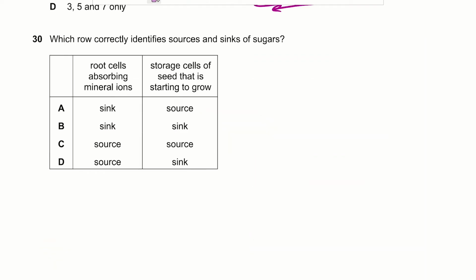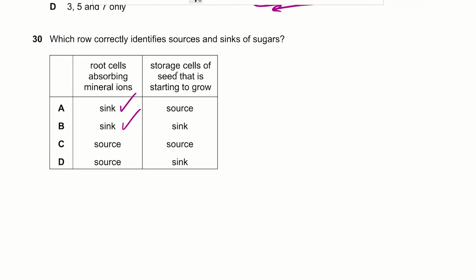30. Which row correctly identifies sources and sinks of sugars? So let's see the suggestions that we have here. Root cells absorbing mineral ions. So root cells in this case is going to be the sink. The reason for that is that mineral ions pass from the soil into the roots via carrier proteins or active transport. Therefore, A and B is correct for sink.